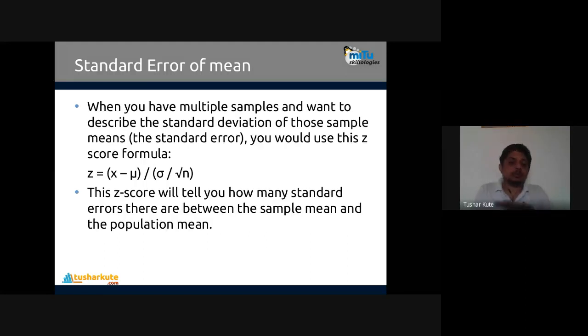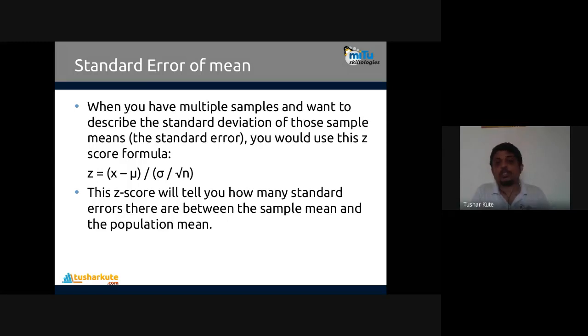Now, there is one more concept connected to it. It's called the standard error of the mean, by which you can identify the connectivity with the Z formula here. When you have multiple samples and want to describe the standard deviation of those sample means, the standard error, we would use the Z score formula like this one. See, a small change is made over here. So Z is equal to x minus mu divided by sigma divided by root of n. Z score will tell you how many standard errors are there between the sample mean and the population mean.